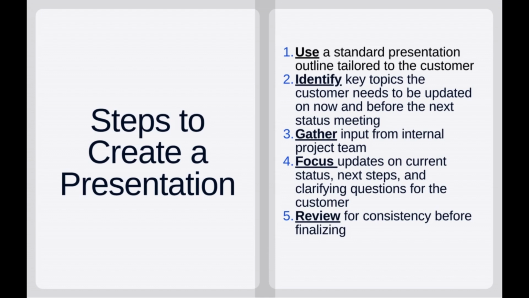Number two, identify the key topics that your customer needs to be updated on now and before the next status meeting. So you don't want to leave room for surprises. Of course, there may be something that comes up that you did not anticipate or expect to be part of your meeting or part of the questions that come up. But as the project manager, when you're preparing your presentation, for example, for a status update meeting, you'd be looking to communicate, well, how's everything going right now?